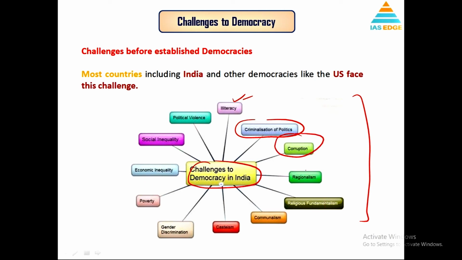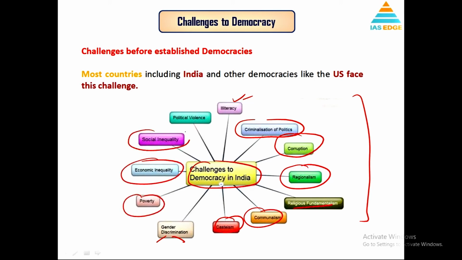What are the challenges to democracy in India? What kind of problem we face? Multiple problems. Anything, so we'll say all these things are anti-development. So we have problem of illiteracy, we have problem of criminals entering into politics, we have problem of corruption because basic services are not given, we have problem of regionalism. So certain people in a certain religious region, they tend to identify. We have problem of religious fundamentalism.